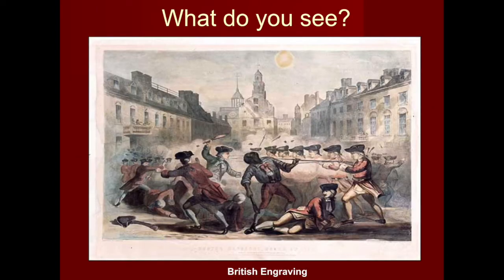Let's take a look at this first picture. This is a British engraving. So what do we notice what's happening? You see on the right the British soldiers and that they're firing into the colonists. But what do you notice about the colonists? They seem to be fighting back. So the interpretation is the British soldiers are simply defending themselves.